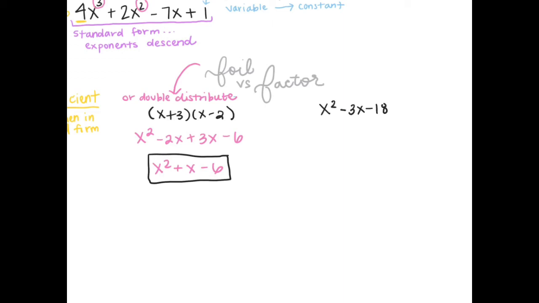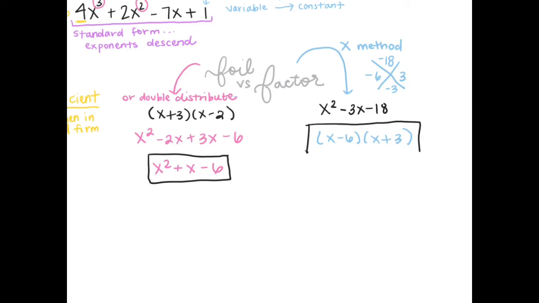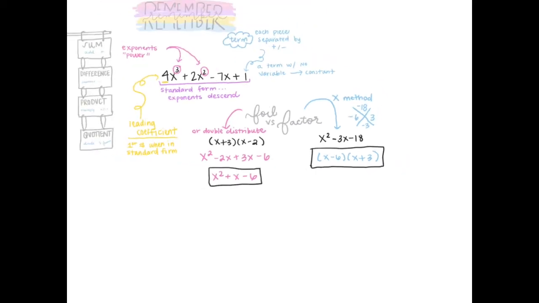A lot of teachers, including myself, whenever I teach this, we use what's called the X method, where you take the number at the back, in the middle, the number in the middle, ask yourself what 2 numbers multiply to give you the top and add to give you the bottom, and then put them into 2 binomials. So x minus 6, x plus 3.